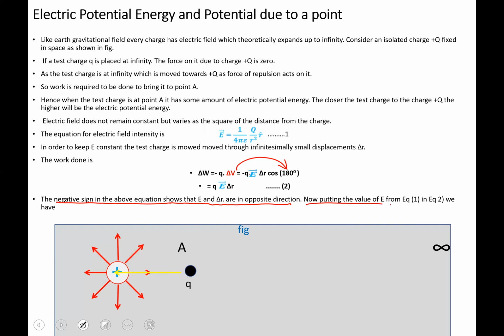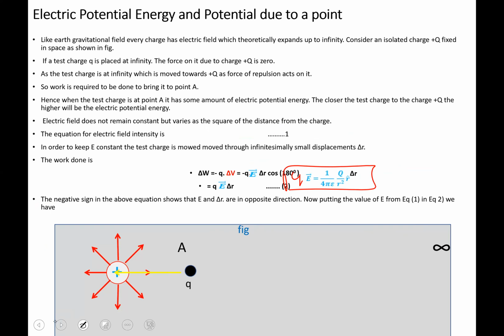Now putting the value of E from equation 1 and equation 2, we have from here the equation 1, and we put delta R with it, with Q. We get the value of delta W is equal to 1 over 4 pi epsilon naught into accelerated charge Q and small charge Q, the test charge, divided by R square, delta R. Let's call this equation A. This is a very important equation.